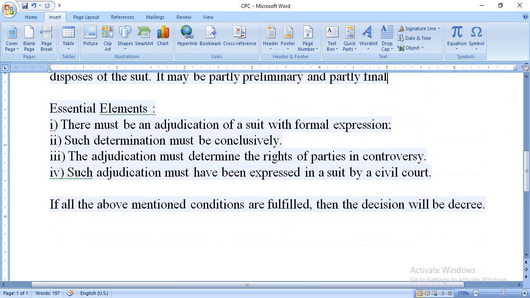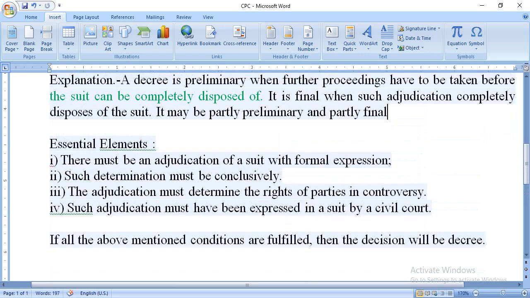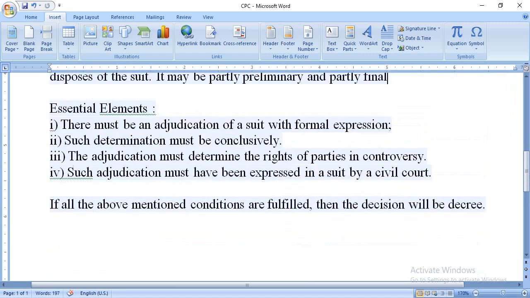After that, if we analyze the above-mentioned section, we can get some elements. Number 1, there must be an adjudication of a suit with formal expression. Number 2, such determination must be conclusive. Number 3, the adjudication must determine the rights of parties in controversy. Number 4, such adjudication must have been expressed in a suit by a civil court.